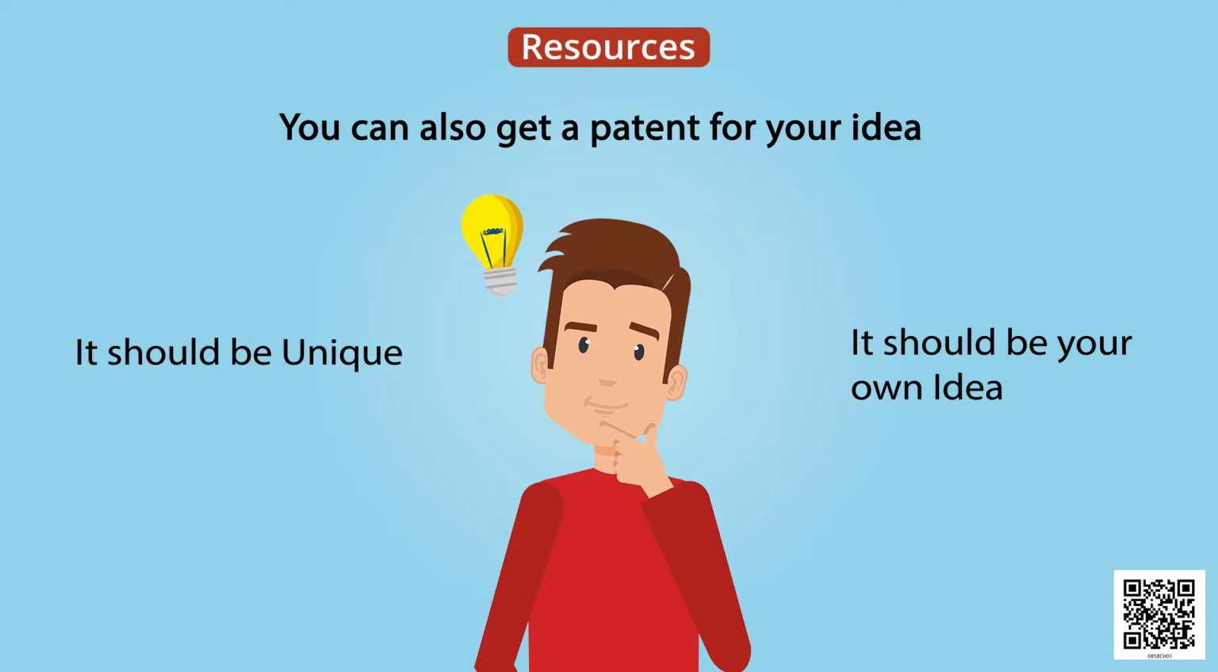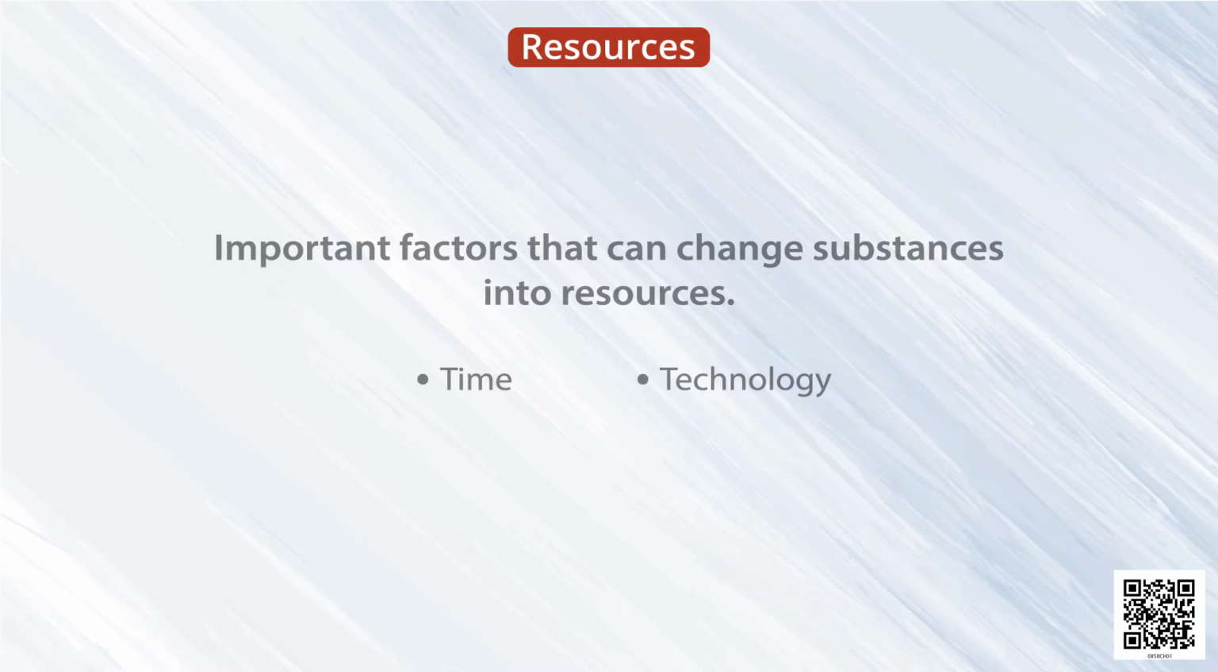If you have an idea or have invented something that can be of use to society, you can get a patent for it. But it should be unique and your own idea and not the copied one. Time and technology are two important factors that can change substances into resources. Both are related to the needs of the people.